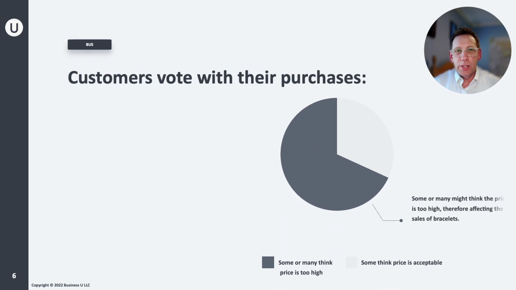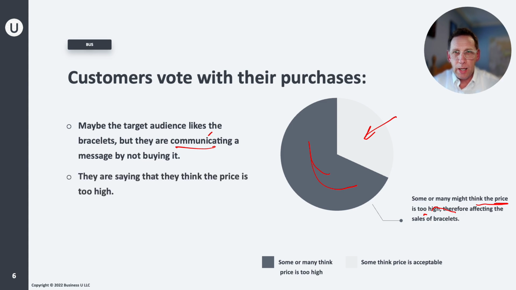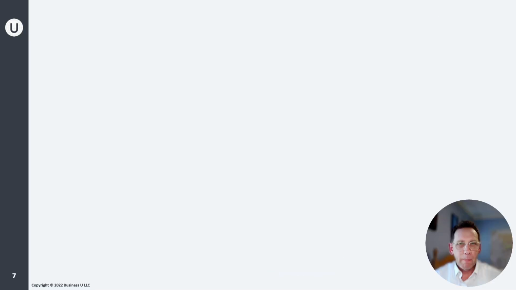Customers vote with their purchases. Some may think that the price is too high, therefore affecting the sales of the bracelets. Some may feel it's acceptable. Maybe your target audience likes your bracelets, but they're not communicating that they like them because they're not buying them. What they're saying is that they think the price is too high.